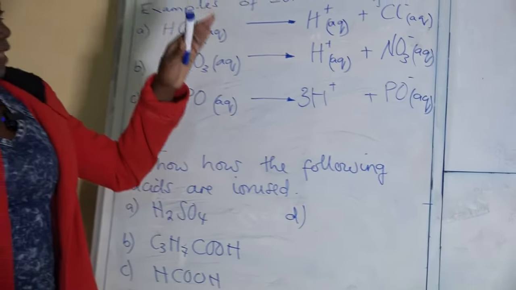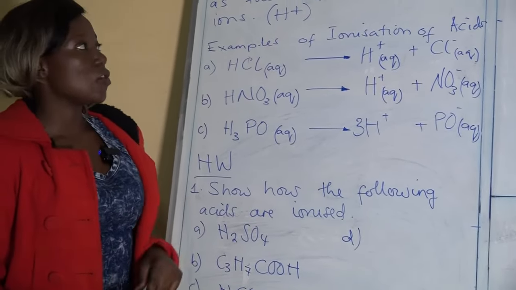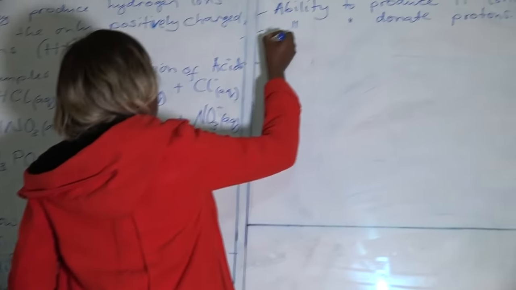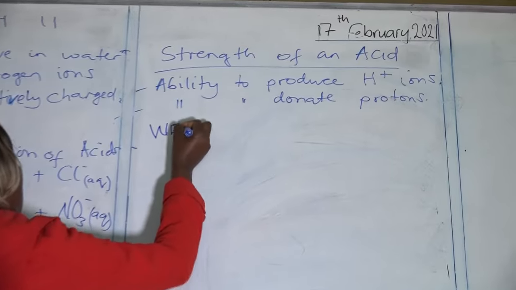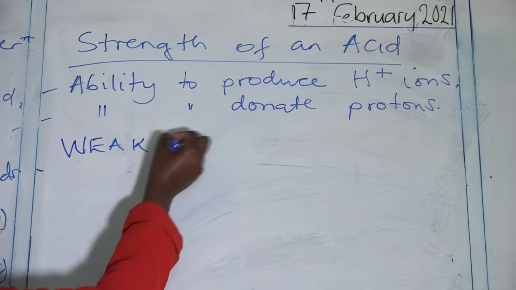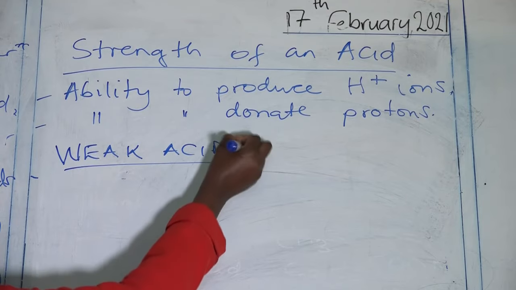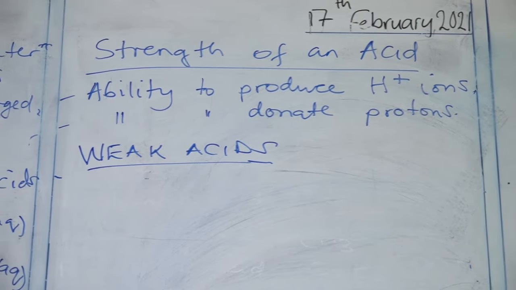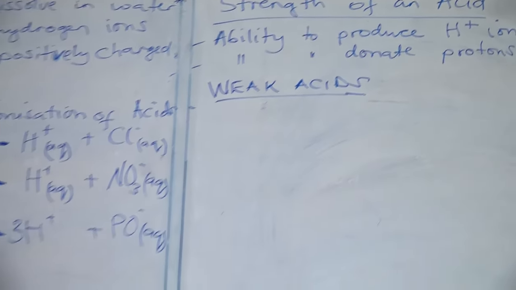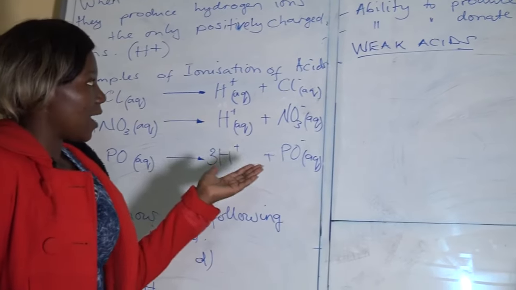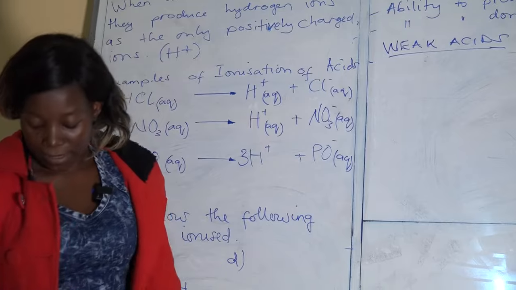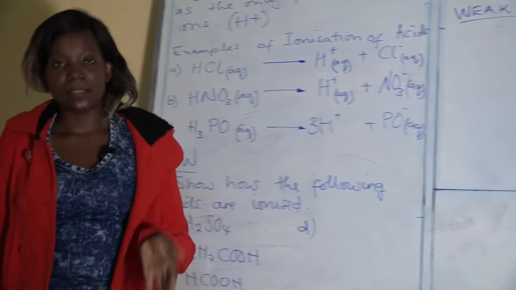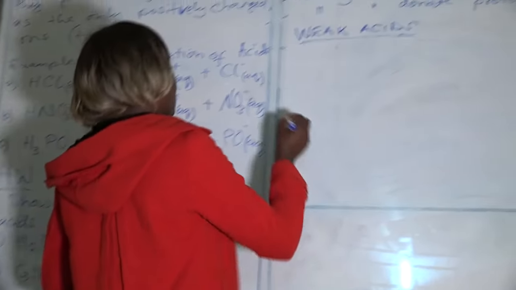In the case of strength of an acid, we have two categories. The first ones are weak acids. Of course, from the definition of strength, we expect that some acids are stronger than others, so it is safe to say that there is one type which are weak acids and the other are strong acids. What is a weak acid? A weak acid is an acid that partially dissolves in water.